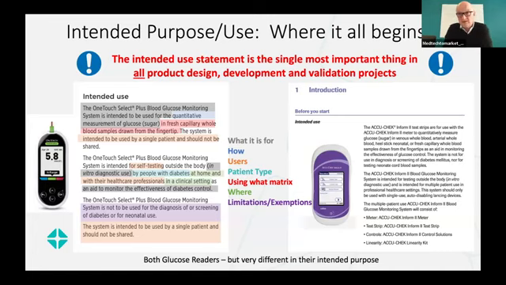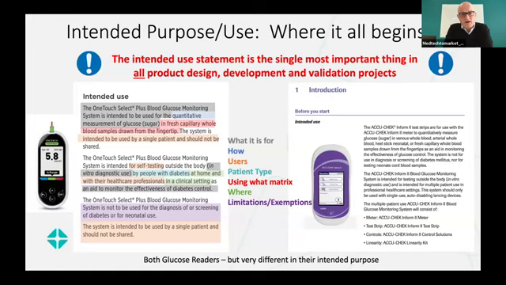Who is going to use it? Who are they going to use it on? What are they going to be testing? Where are they going to be testing this? And are there any kind of exemptions or limitations? So I've just chosen glucose because it's a relatively straightforward thing for everybody to understand.